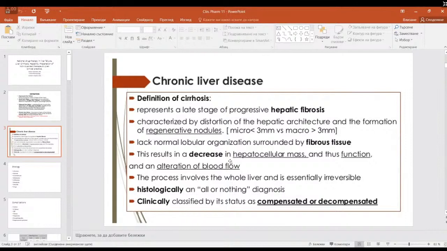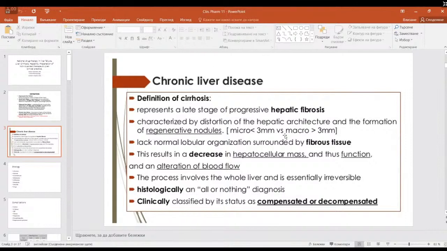Portal hypertension also leads to the formation of varices in the esophagus, and these varices we call esophageal varices, and they usually bleed. And this is one of the reasons that these patients die. So they bleed from the varices in the esophagus, and they die due to hemorrhagic shock if they're not ligated and if the bleeding is not stopped in a timely manner.